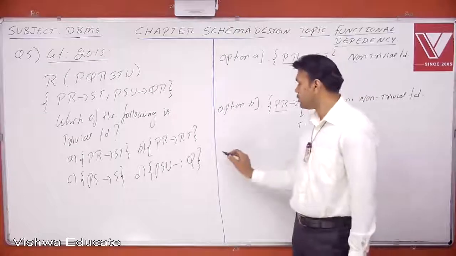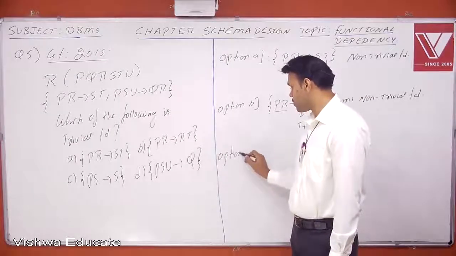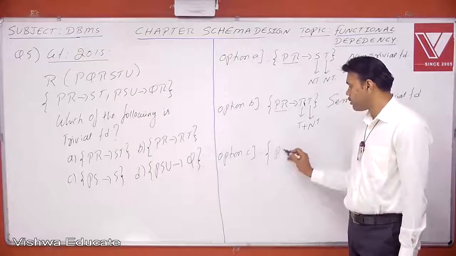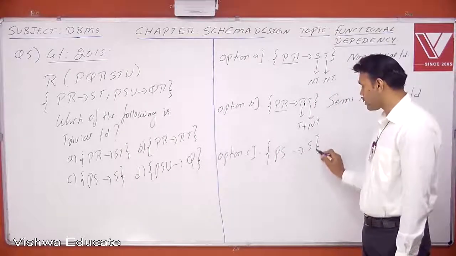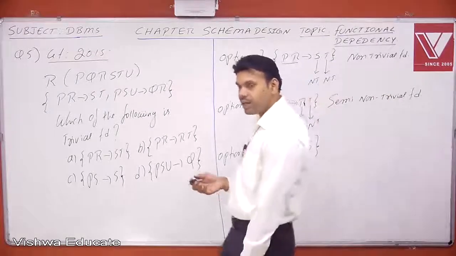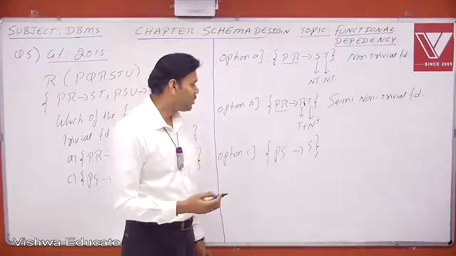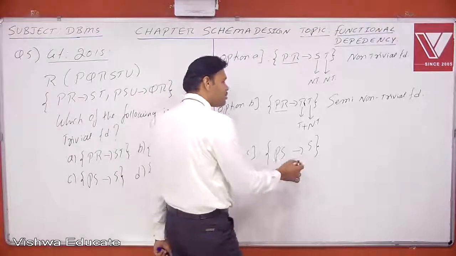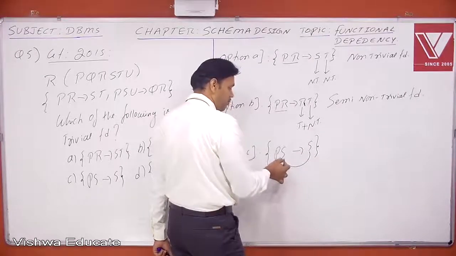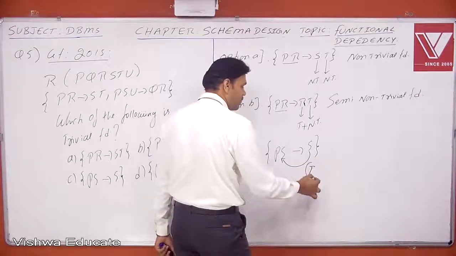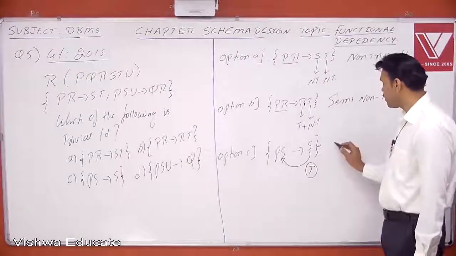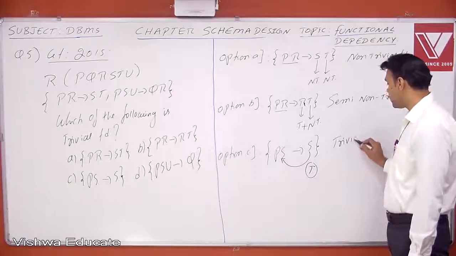Right. Now let us see option C. So what is option C? PS tends to S. Nothing else is given. It's very easily identified. PS is a determinant, S is a what? Dependent, and S is a part of what? LHS, and it is what? Trivial. So directly I can say this is which FD? Trivial FD.